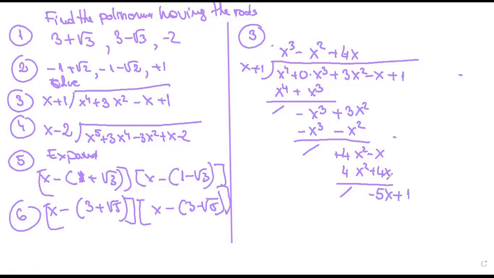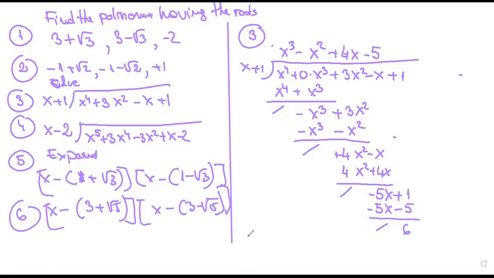Then the plus 1 drops down. So then minus 5x divided by x is minus 5. Minus 5 times x is minus 5x. Minus 5 times 1 is minus 5. The minus 5x's cancel out, and that becomes 6.